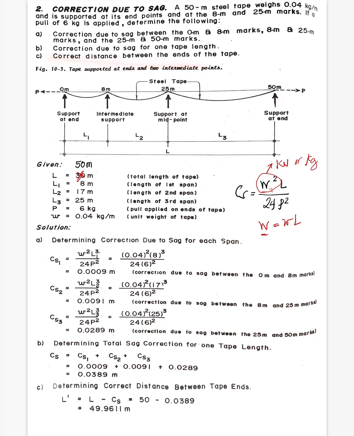And then letter C, what is the correct distance for the whole tape length. So the tape used is 50 meters, minus the correction. So you have 50 minus this correction, 0.0389. So you have now the length of the line corrected equal to 49.9611.